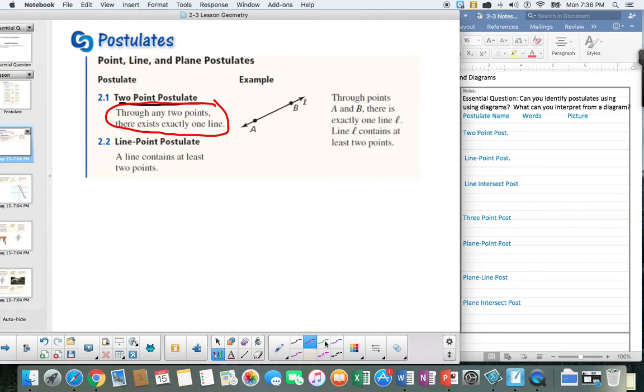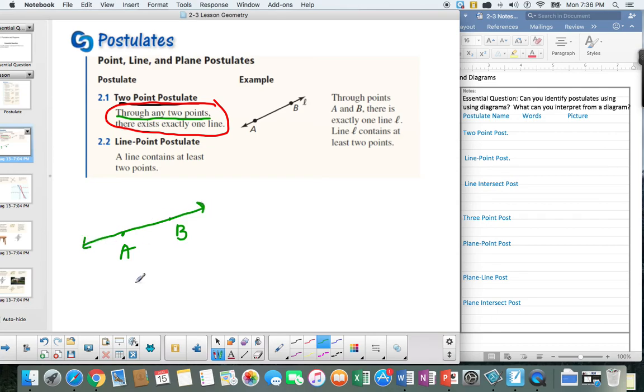Now, you can see that the first part of the sentence, the subject of the sentence, is the hypothesis. So if we were to write this in if-then form, we would say if you have 2 points, then there exists 1 line through them. But you have to start off with the 2 points. So we start off with A and B. And the conclusion of the sentence says only 1 line will go through them.